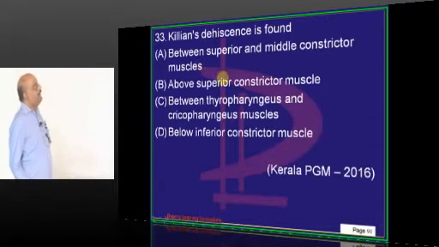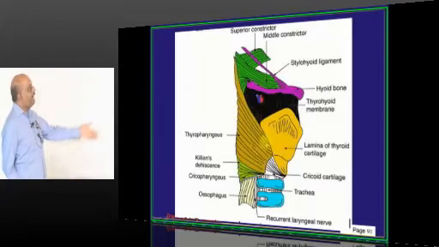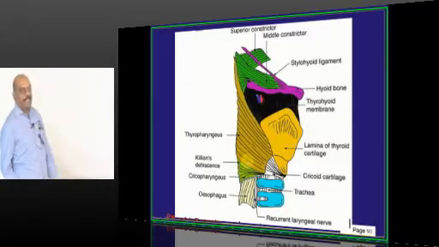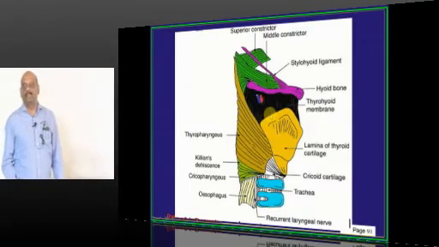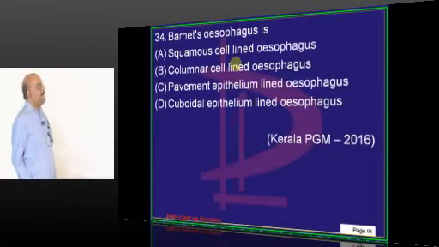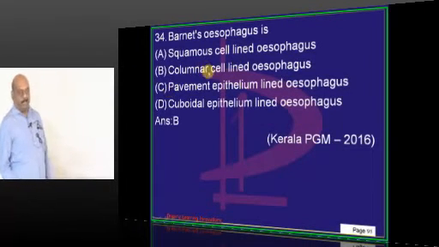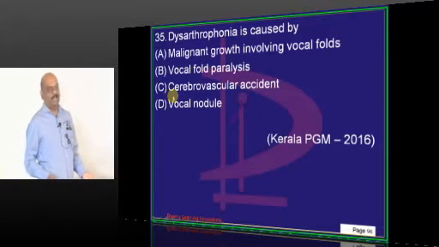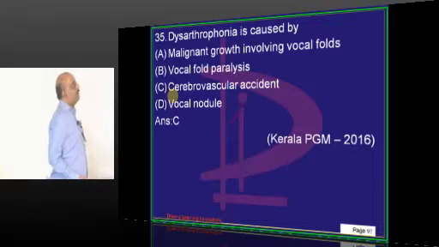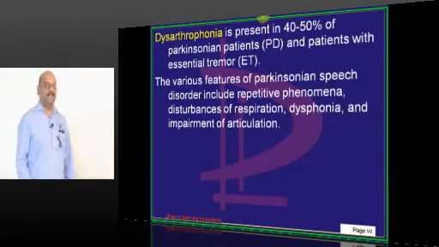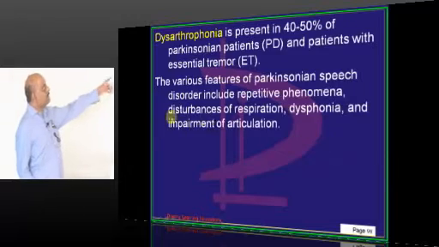Then Killian's dehiscence is between thyropharyngeus and cricopharyngeus. Ye dono ke beech mein hota hai. Killian's dehiscence. Everybody will answer this. Barrett's esophagus is basically columnar cell lined esophagus. Dysarthrophonia means both dysarthria and aphonia together, which typically occur in Parkinsonism, cerebrovascular accident, etc. Common sense question.